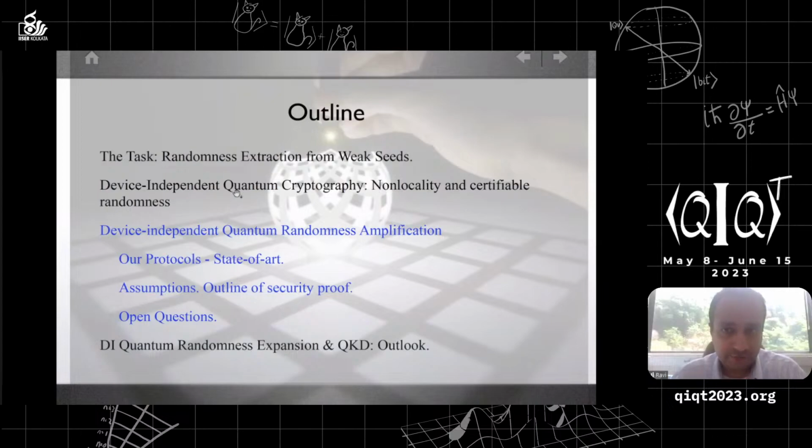And gives us certifiable randomness. So I will motivate the task from the viewpoint of the device-independent paradigm. Then I will tell you the protocols that we have, which are the state of the art for this particular task. I will tell you what the assumptions are, and give a quick outline of the security proof. I will also tell you some open questions and future work towards quantum randomness expansion and device-independent QKD.